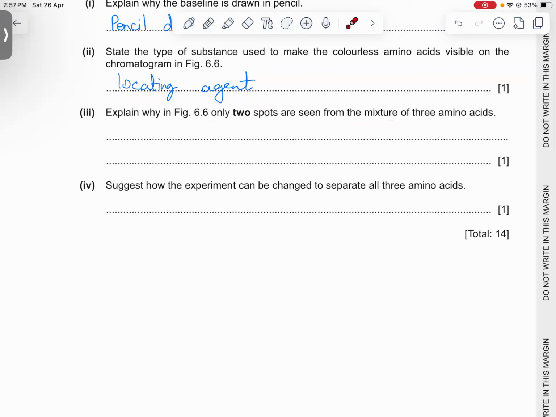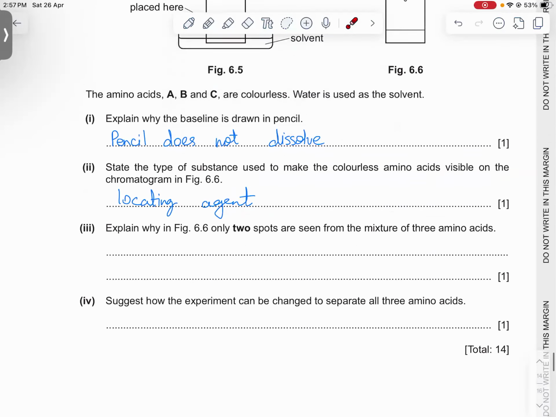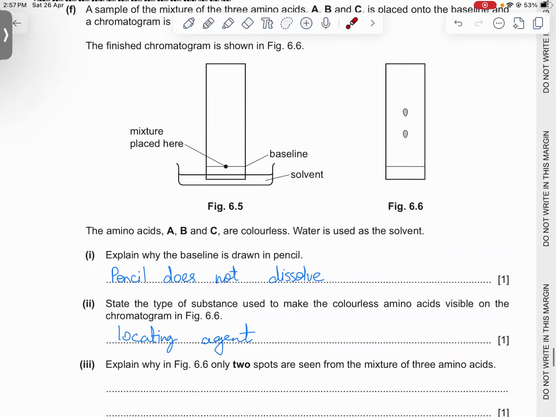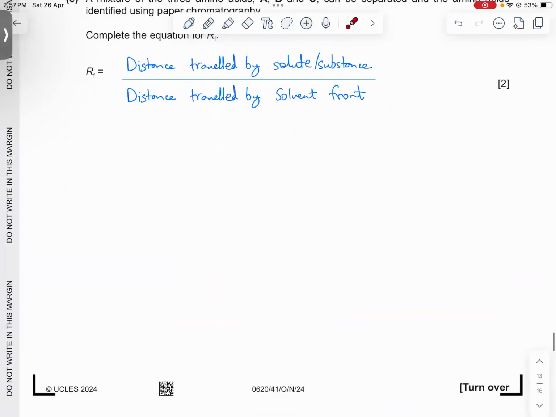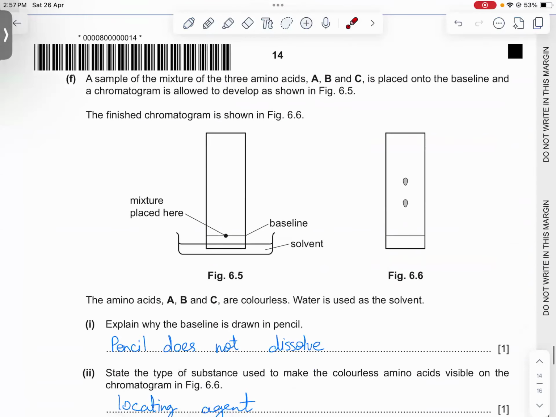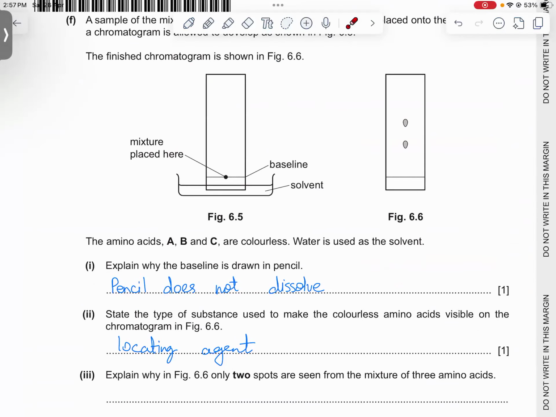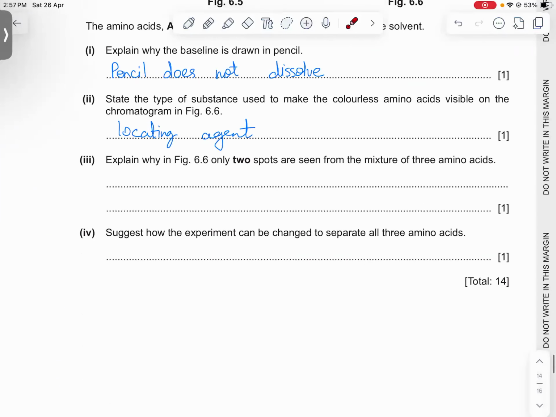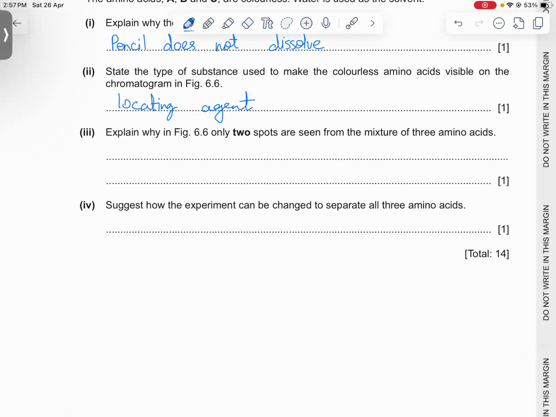Next question: explain why in figure 6.6 only two spots are seen from the mixture of three amino acids. So why do we only see two spots from the mixture of amino acids? Where is the third spot? One of them should have the same RF value. Very good. Basically, two of the three amino acids are traveling at the same pace, or they are the same substance.